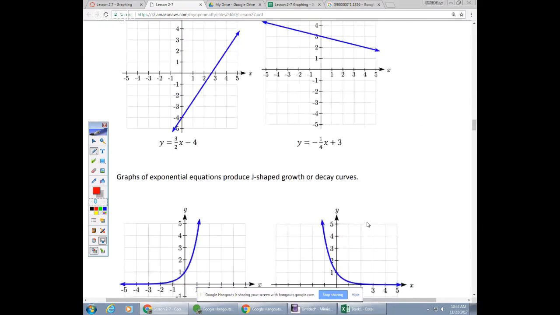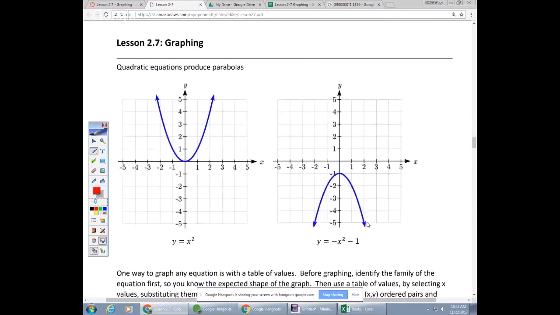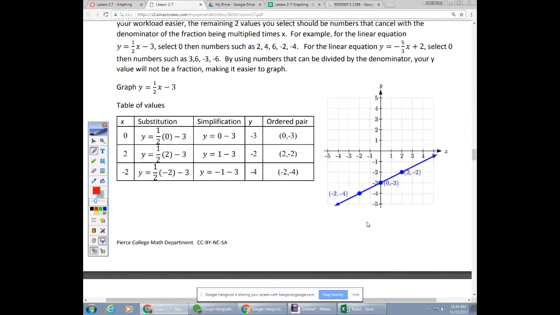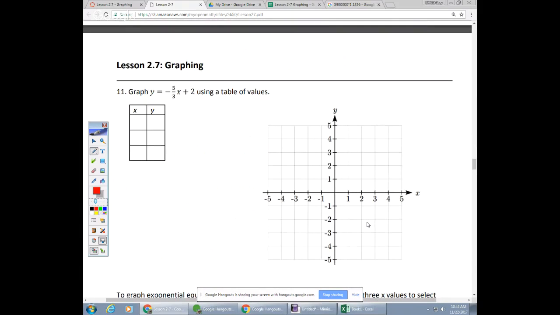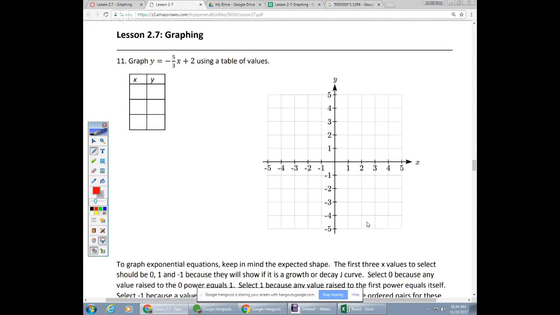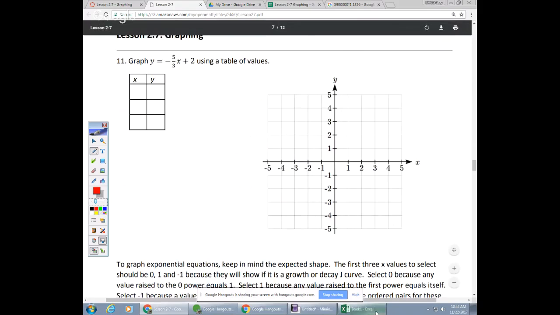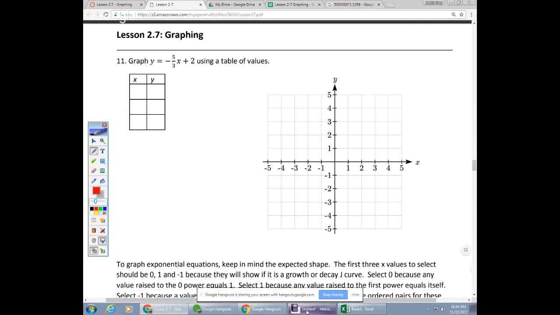So what I want to do is actually take some of this. So we're going to skip on down, skip on down, skip on down. You can go back and read that later. We're going to make some tables and build the graph. So let's start with this one right here, number 11.